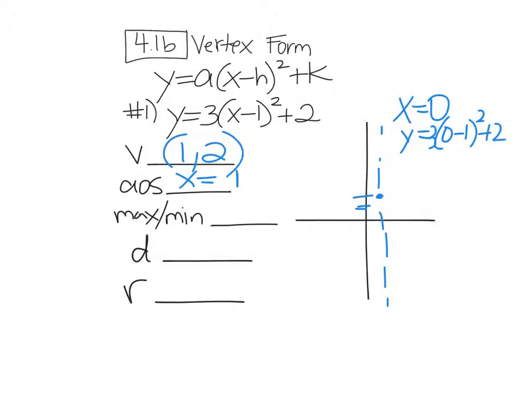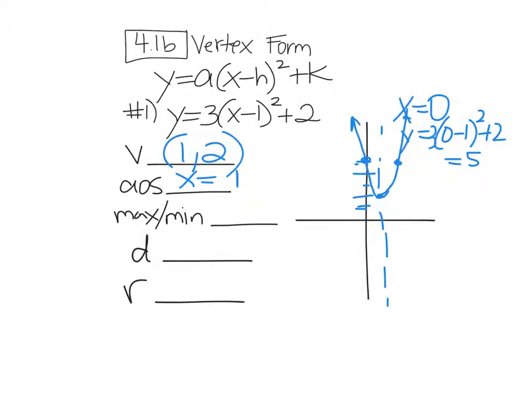And you know you can plug that whole thing into your calculator, right? And when you do that, you end up getting 5. If you can do that in your head, great. 0 minus 1 is negative 1. Negative 1 squared is positive 1. Times 3 is 3, plus 2 is 5. So 1, 2, 3, 4, 5. There's my point. And then because I drew that axis of symmetry in, I can see that there's another point on that side of the graph too. So there's my graph. Beautiful.